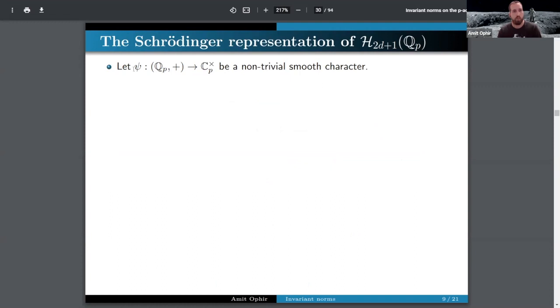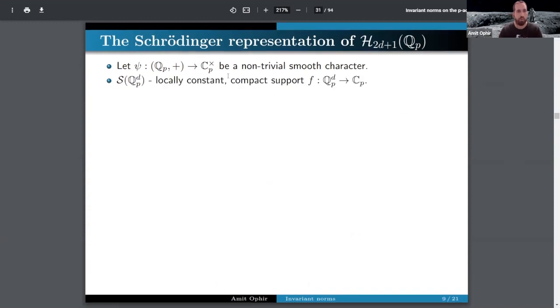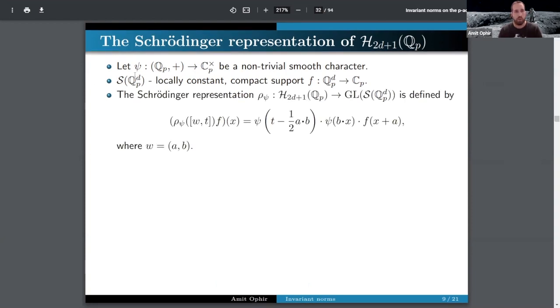Okay, we choose a smooth non-trivial character of the additive group of Q_p, and we will work with the space of Schwartz functions on Q_p to the d. Then the Schrödinger representation attached to the character psi, which I'll denote by rho psi, is a representation of the Heisenberg group on the space of Schwartz functions defined by this formula here.